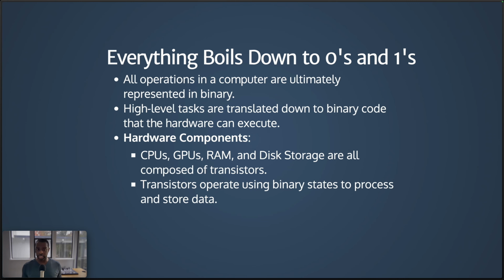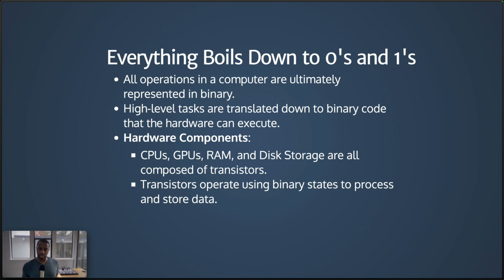All operations in a computer are ultimately represented in binary. High-level tasks are translated down to binary code that the hardware can execute. Any programming language that you use, doesn't matter what it is, at the end of the day boils down to zeros and ones. It might have a number of steps to do so, a number of compilers, or just-in-time compilation, or assembly language, and so forth, but at the end of the day, it goes down to these transistors, and they understand either 0, non-conducting, or 1, conducting. That is what they understand.